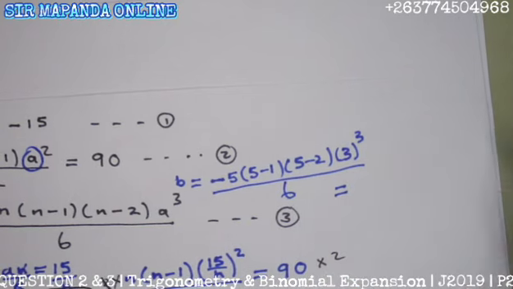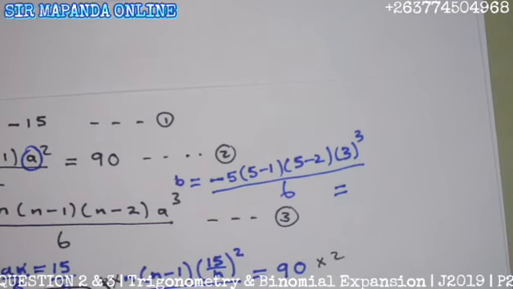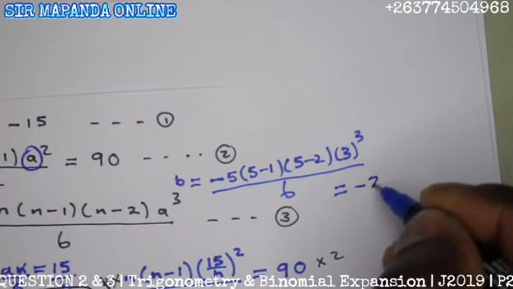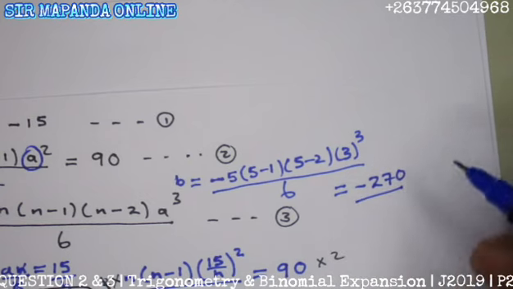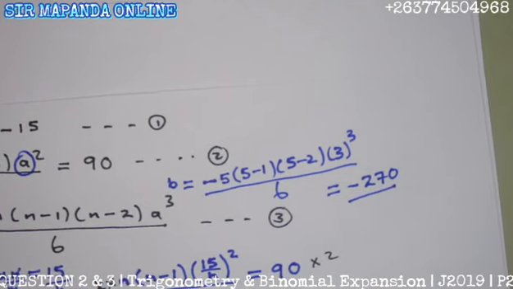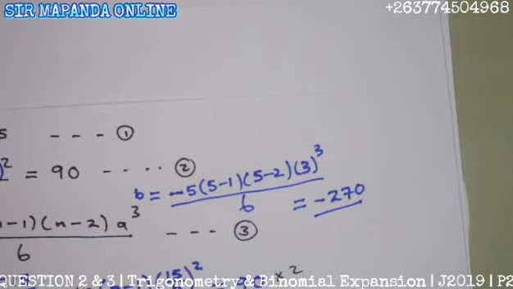So if we punch this in our calculator, you get the value of b. So you are saying minus 5, open bracket, 5 minus 1 is 4, 5 minus 2 is 3. Then 3 to the power of 3. Then divide by 6. You get negative 270. So this is the final answer. I hope you are following.